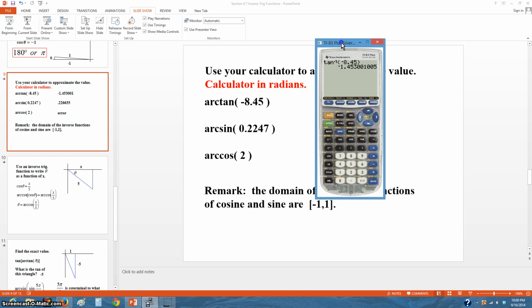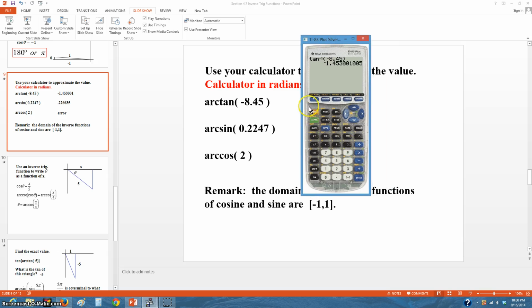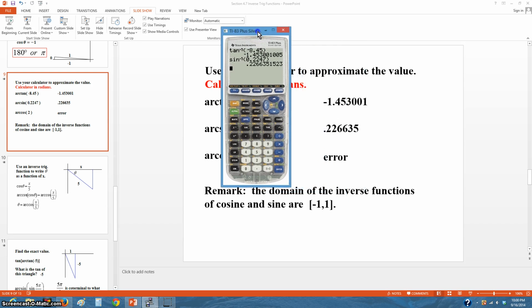The next one is arc sine. Again, press second, but this time you're going to press the sine button, which pops up the inverse notation. Type 0.2247, and then you get 0.226351523. To 3 decimal places, that will be 0.226.